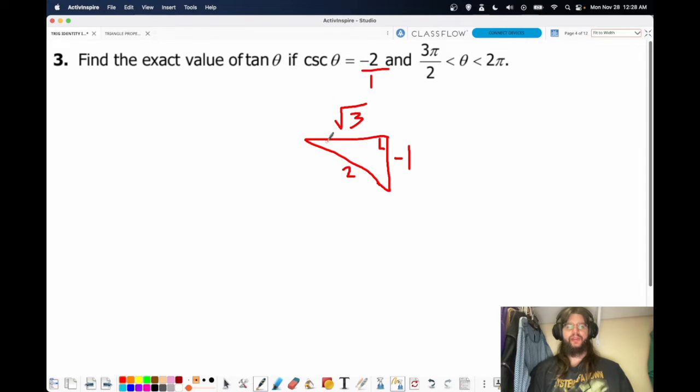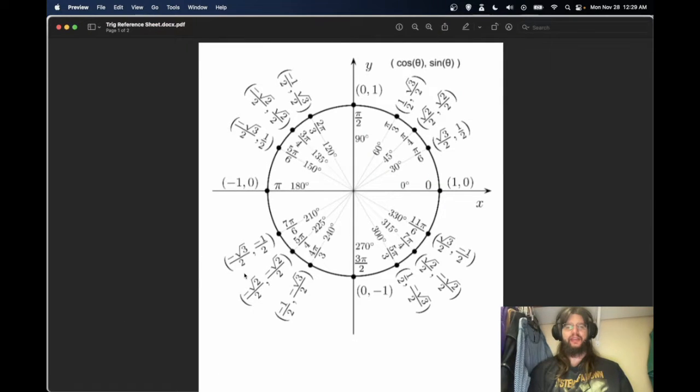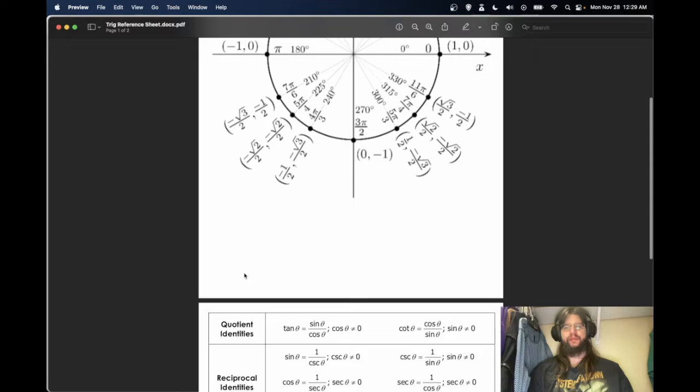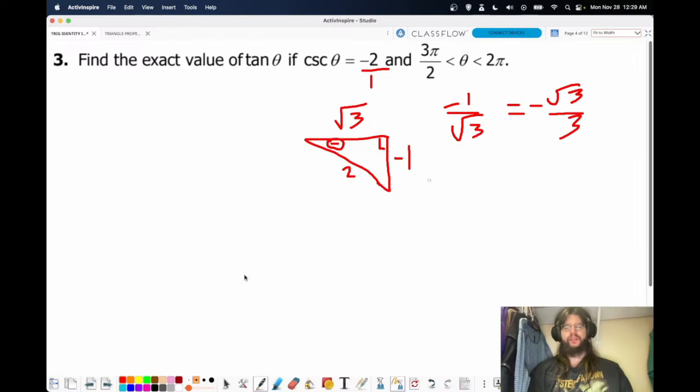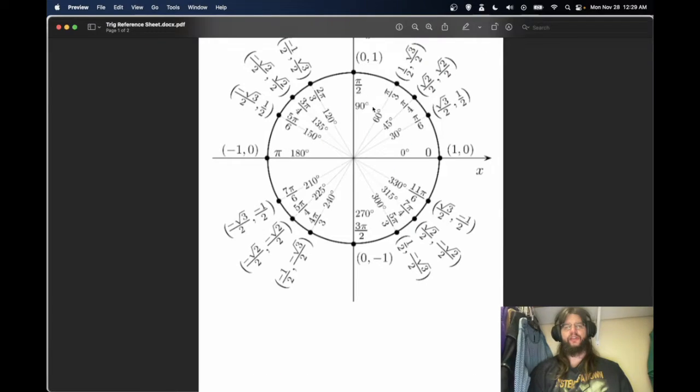Tangent. Again, there's my theta. Opposite over adjacent. So it's negative 1 over square root of 3. Negative square root of 3 over 3. So that's just applying those identities and using some basic right triangle trig. You should know all that already. We had a test on that a few weeks ago. We just didn't consider signs. Everything was positive for us. We were just looking in the first quadrant.